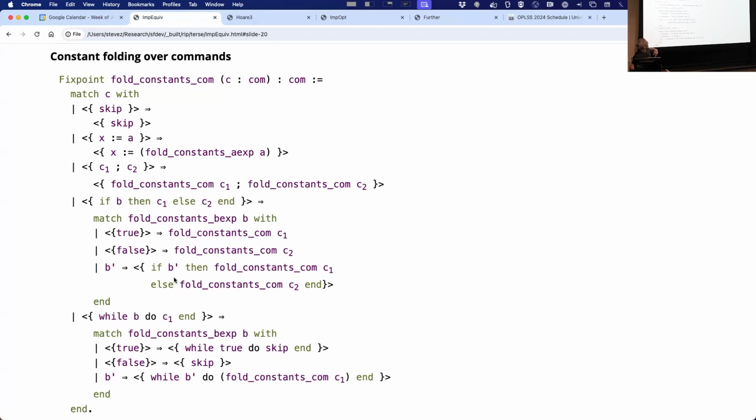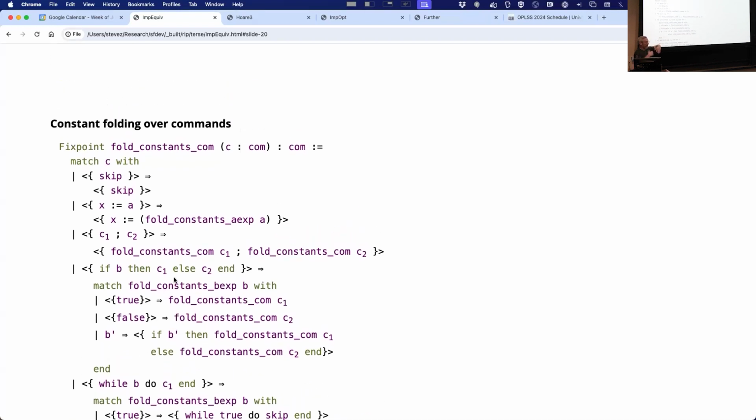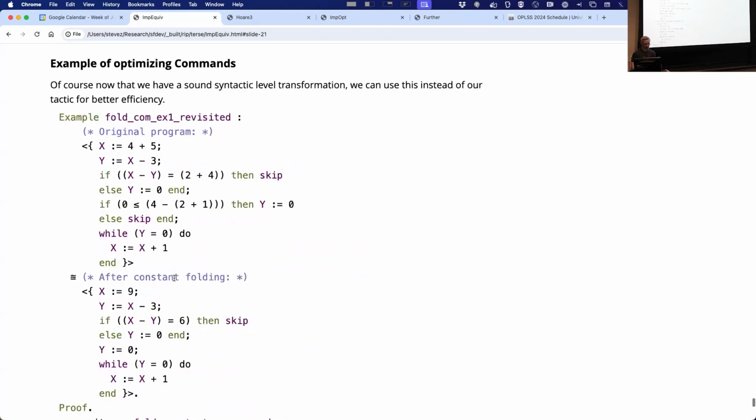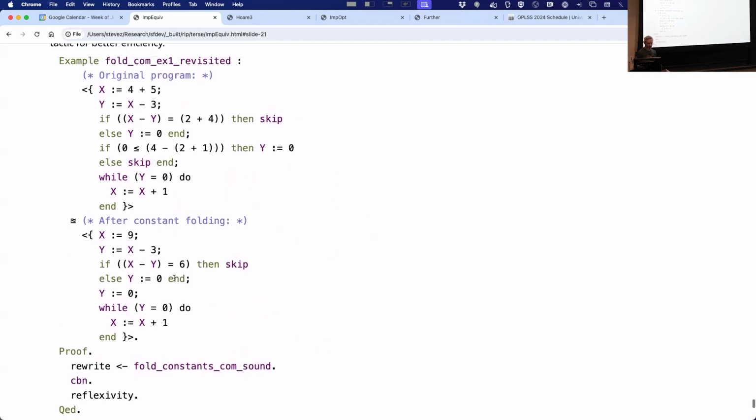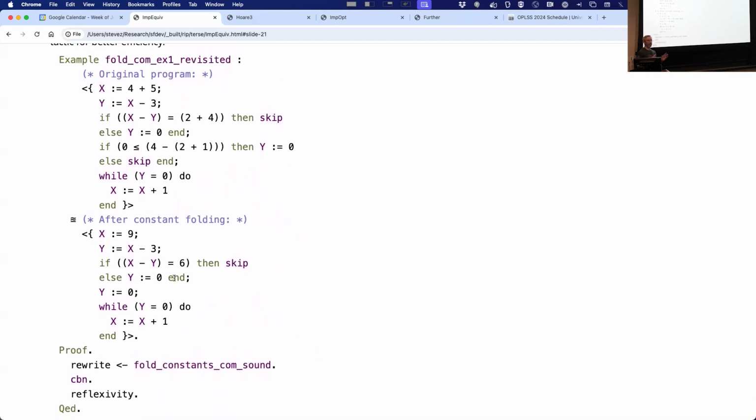And we can do the similar thing for commands. So this is just doing constant folding over commands, very classic compiler optimizations and so on. So that's where we left off yesterday. Any questions about that idea so far? What we've seen is just an example of using constant folding, where, for instance, we can constant fold this 4 plus 5 into 9, and the proof is actually just using our soundness proof of the constant folding.